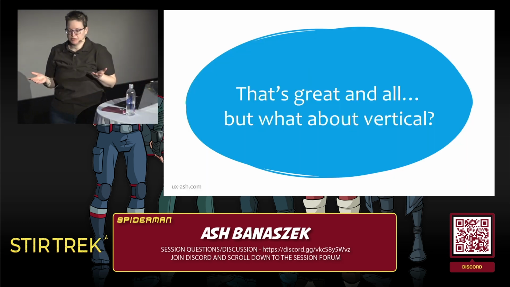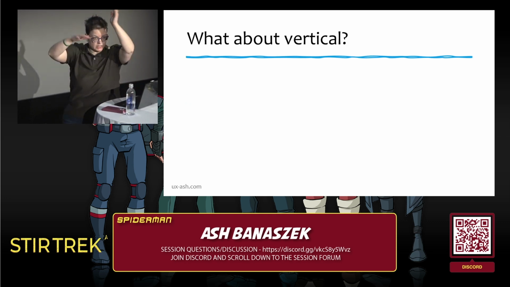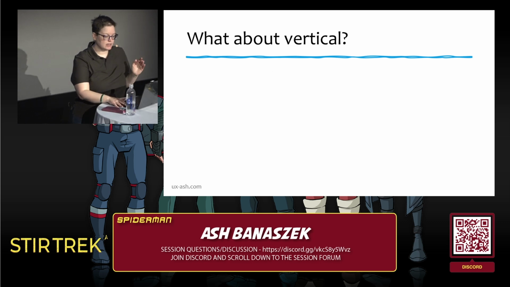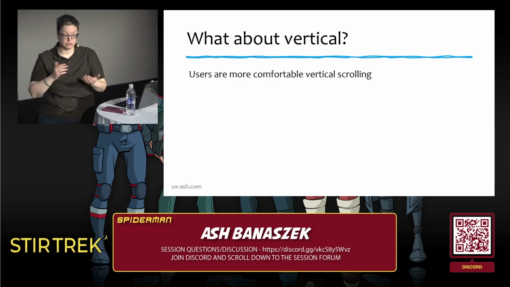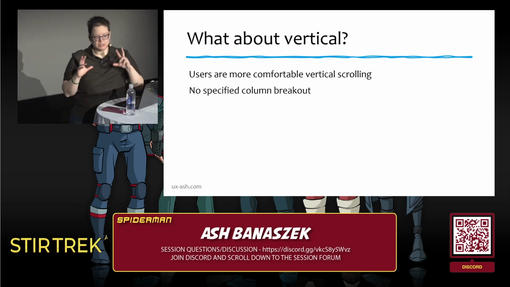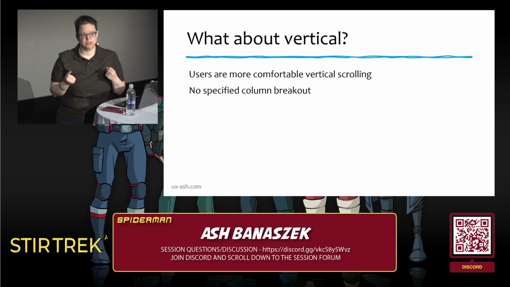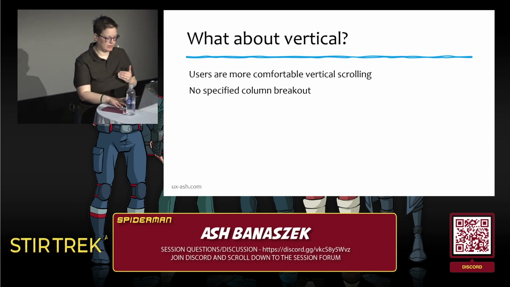A lot of people ask, okay, that's great. What about vertical? Like, we've got a horizontal grid for columns. Do you do a column grid for vertical too? No, not really. Mainly because users are more comfortable scrolling vertically, especially on phones. So there's no specific column breakout, but it can cause some pain and consternation, especially with forms, when you have form elements that are different sizes. And there's a lot of different ways that you can handle that.